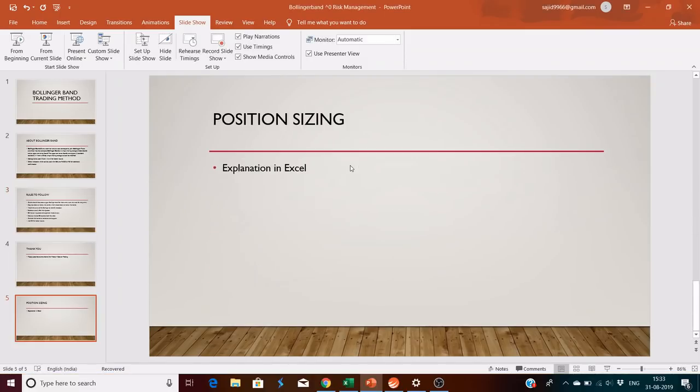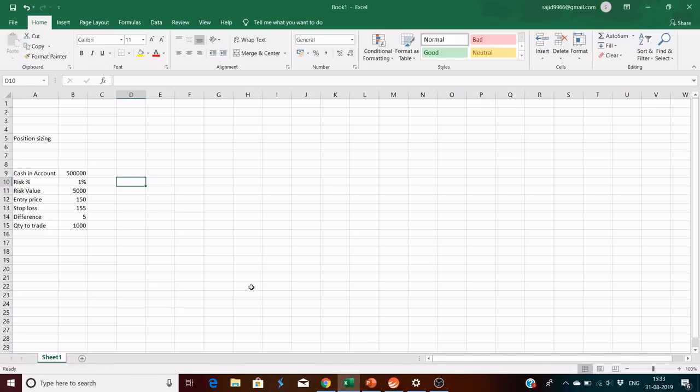So, I'll take you to Excel where I can show you a simple Excel. I've made this Excel for you. Here, we are talking about position sizing. What I'm trying to say is that if you have cash in your account of, say, 5 lakhs, and your risk-taking appetite is only 1%. This can vary from individual to individual, because somebody can have 1%, somebody can have 2%, some people can go up to 5% as well, depending upon their appetite to take the risk.